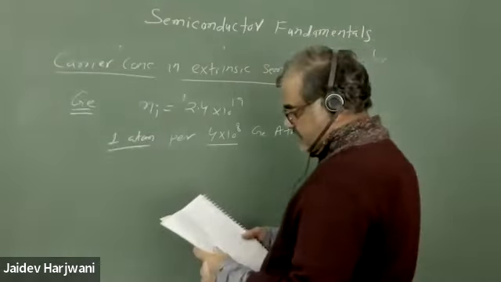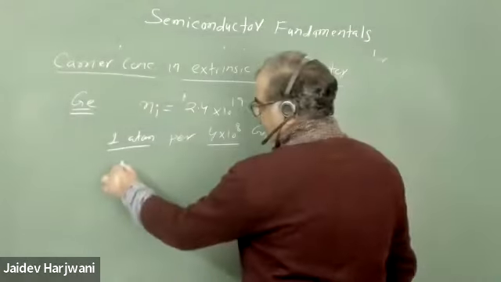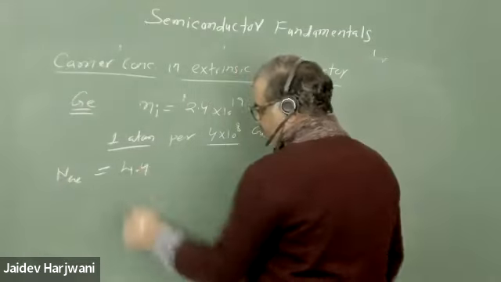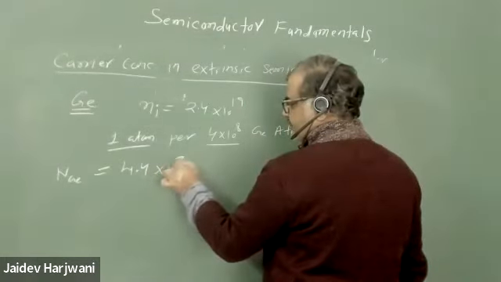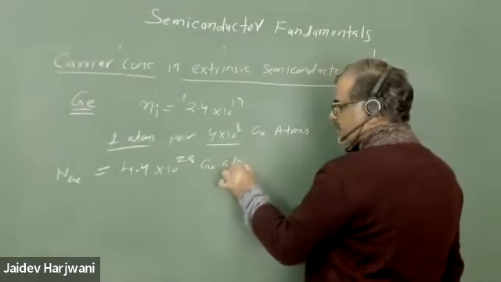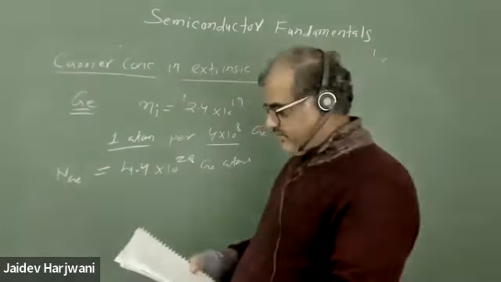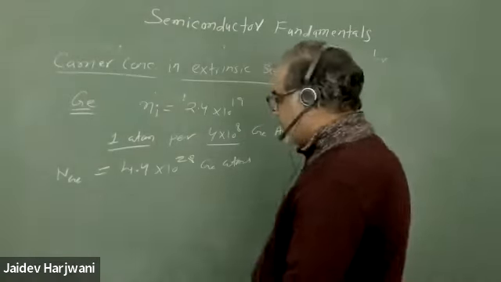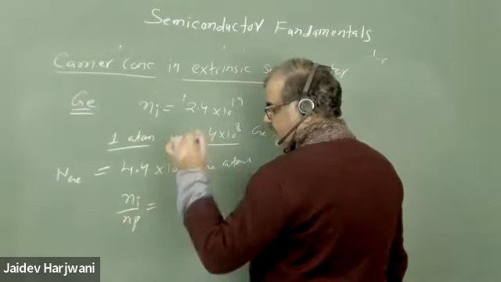And they say the total number of germanium atoms, Ng, is 4.4 into 10 raised to power 28 atoms. So find the ratio of Ni versus Np.